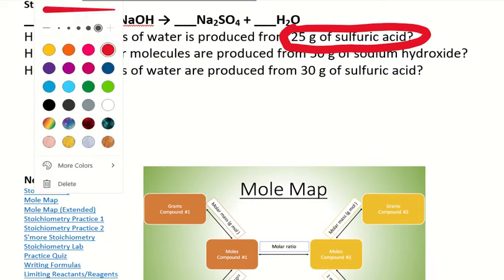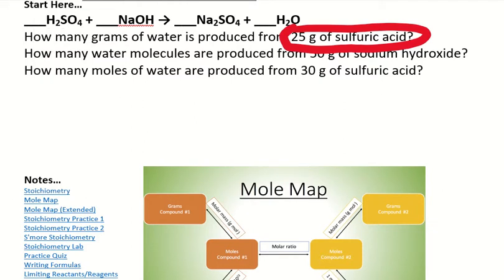Perfect. All right. And what are we going to here? Grams of water. Grams of water. So our T-table starts off with 25 grams of H2SO4.